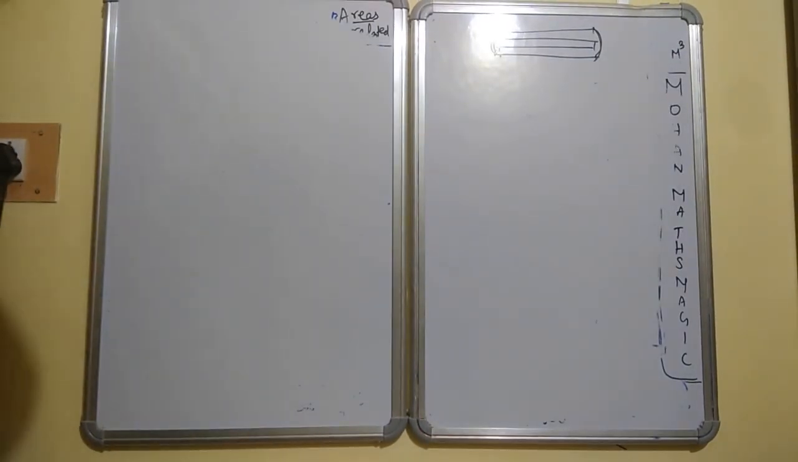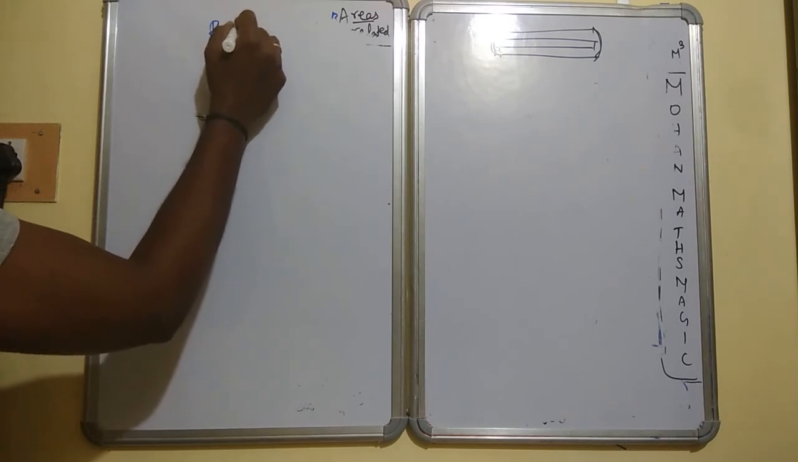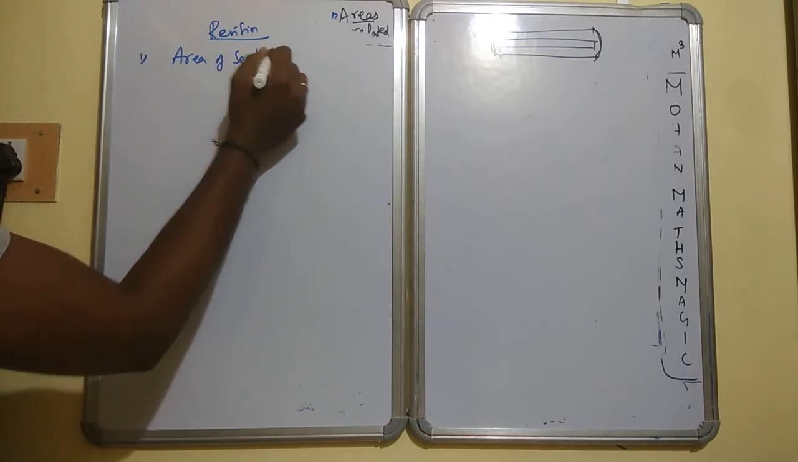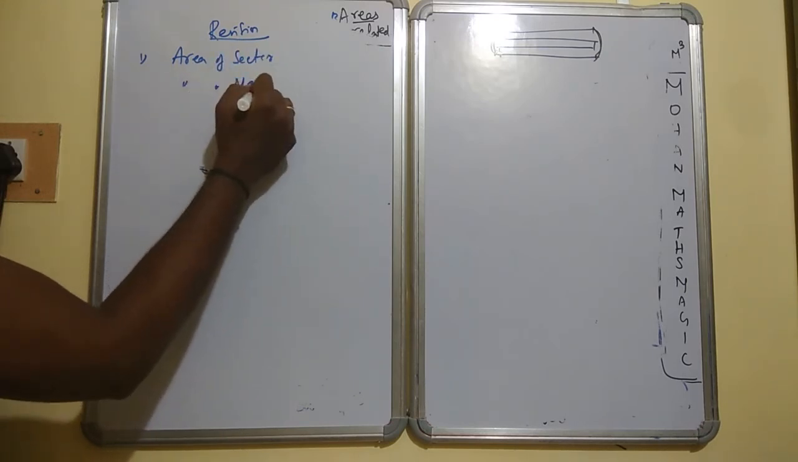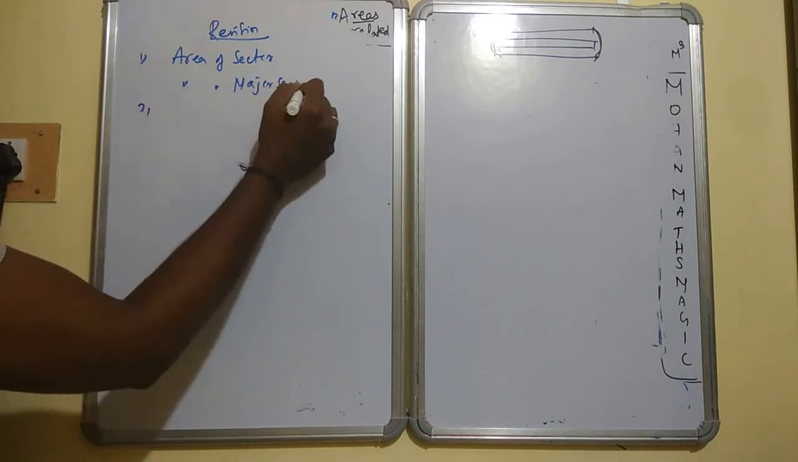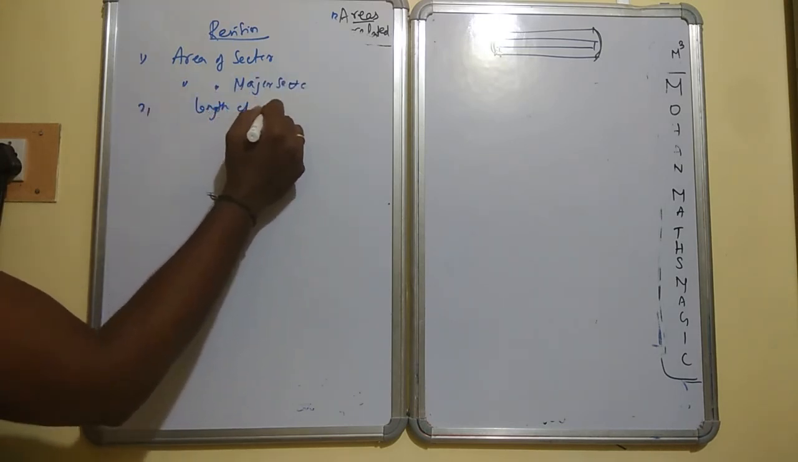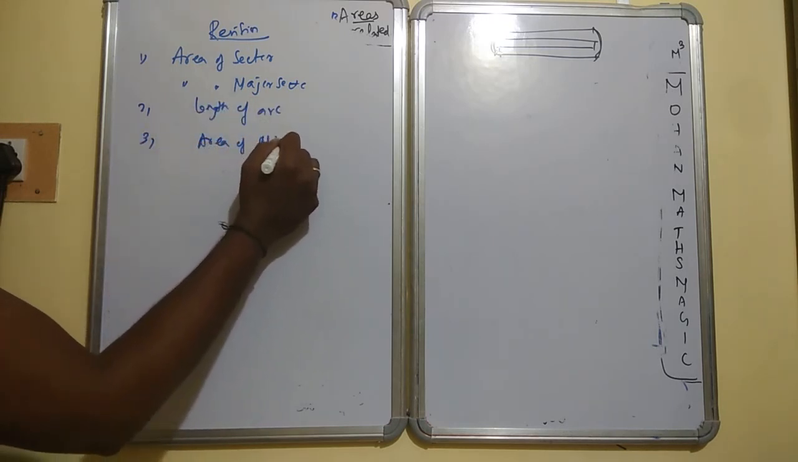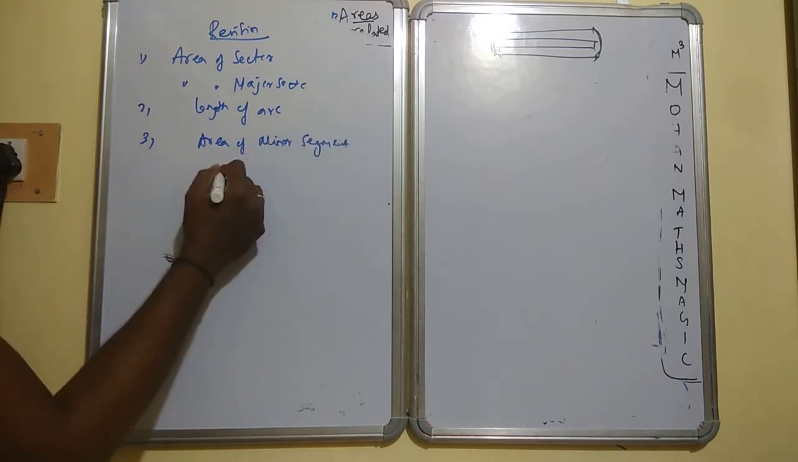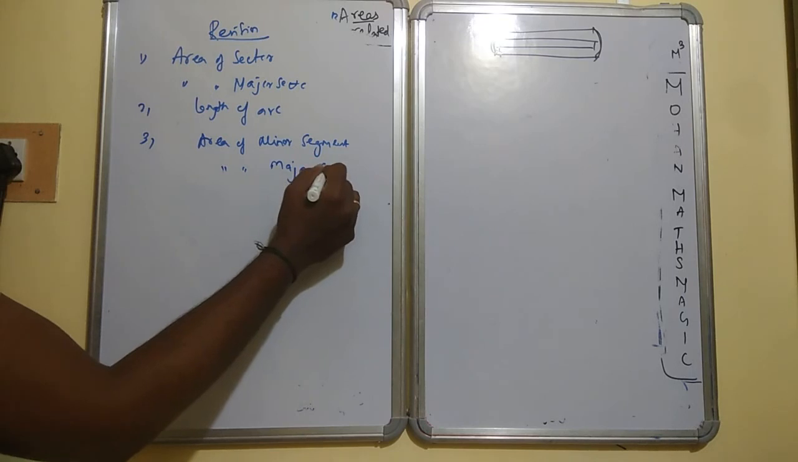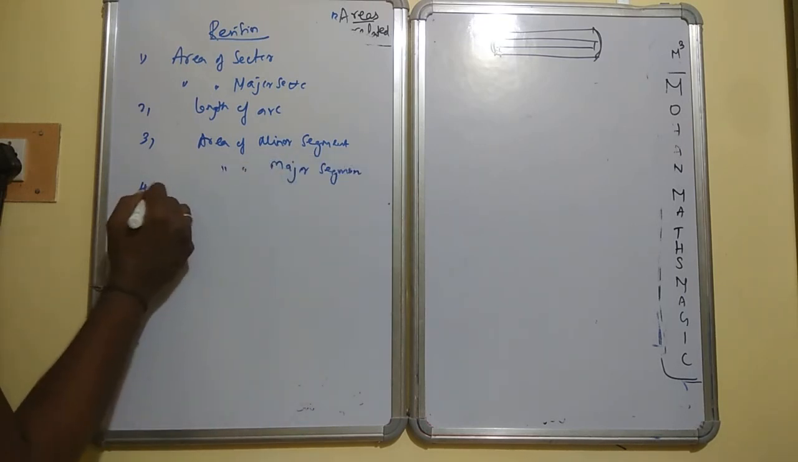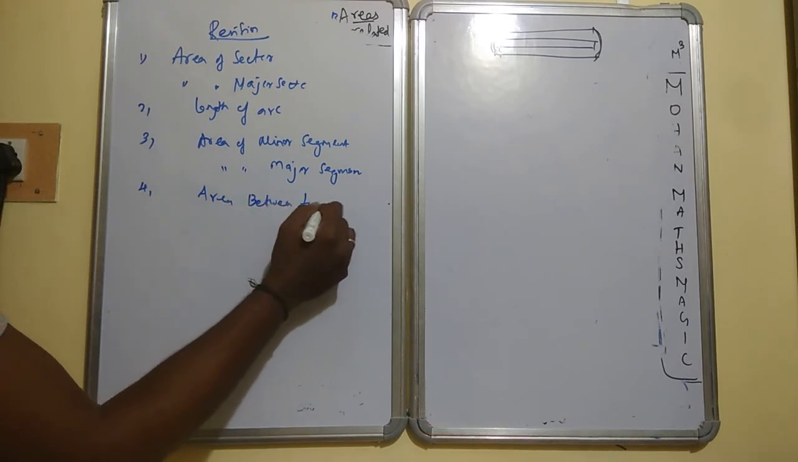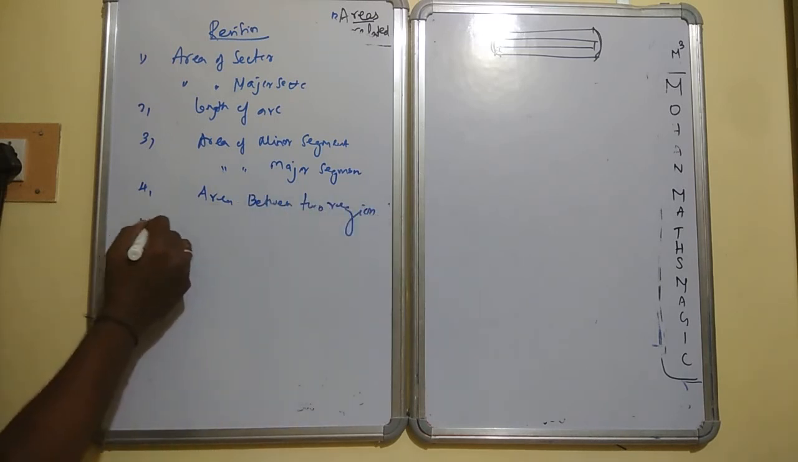So the final revision of areas related to circle. The first important portion is area of a sector. Now that means major sector minus sector. Then they will ask you area of major sector, and second one length of the arc, theta by 360 into 2 pi r. Third one, area of a minor segment, or they will ask you to find out area of a major segment. And fourth one, area between two regions. Area between two regions. So which one minus which one?